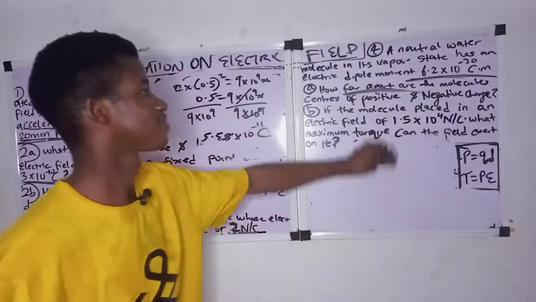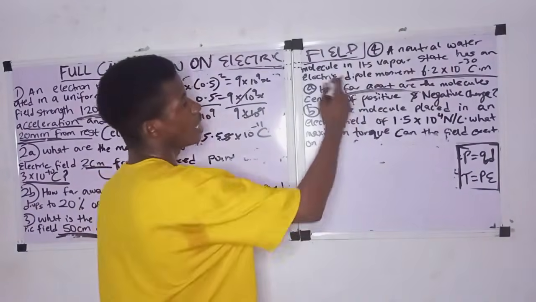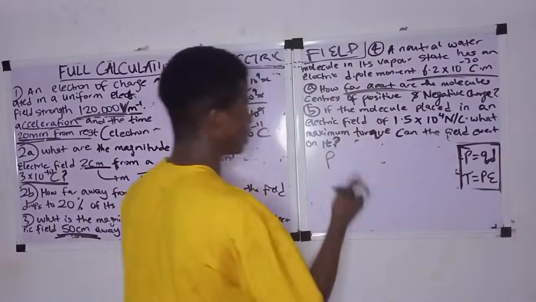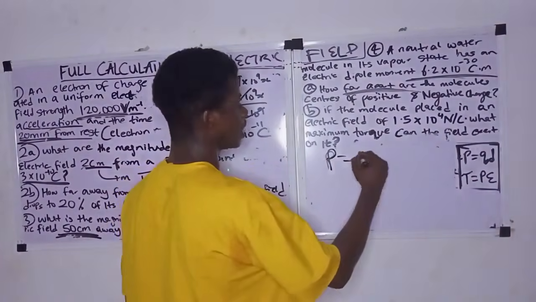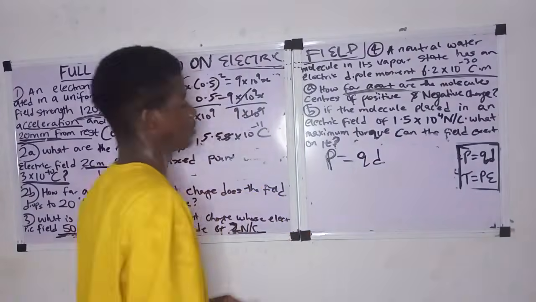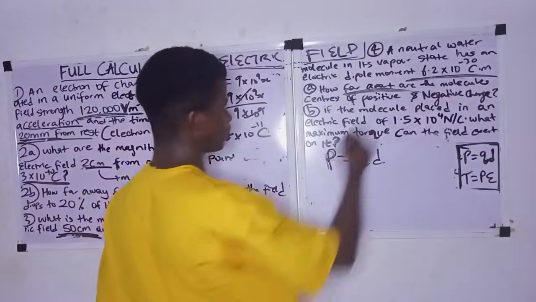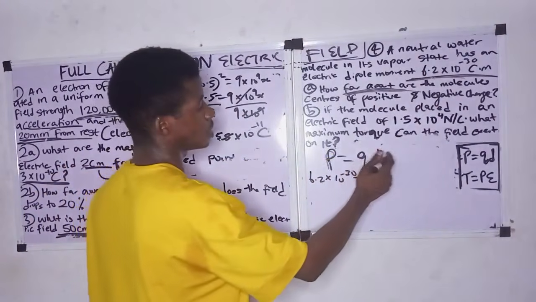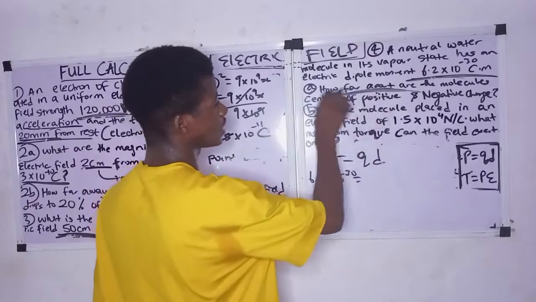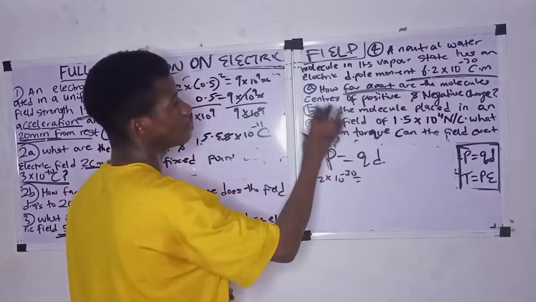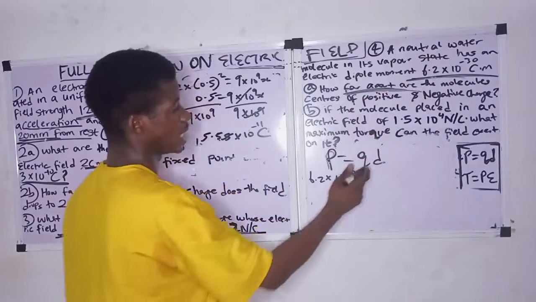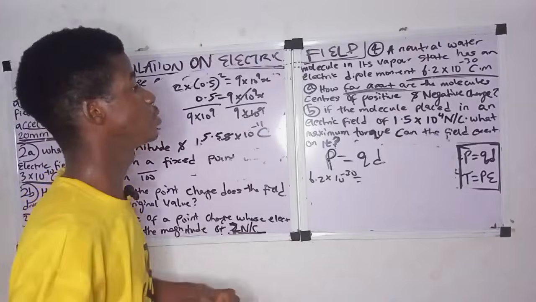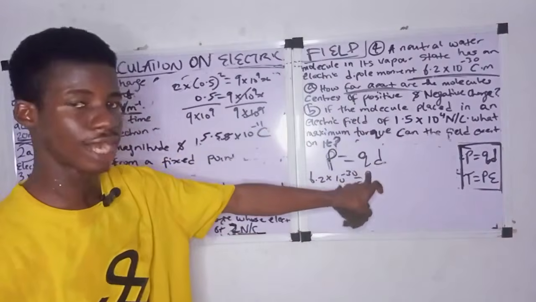So what are we looking for here? We're looking for the distance. Now remember, electric dipole moment equals charge times distance. They gave us the electric dipole moment to be 6.2 times 10 raised to minus 30, right? Now they're asking us to look for the distance: how far apart are the centers of positive and negative charge. Positive and negative charge, we're talking about proton and electron, right?